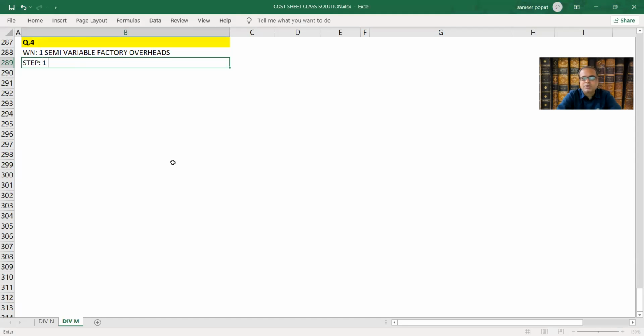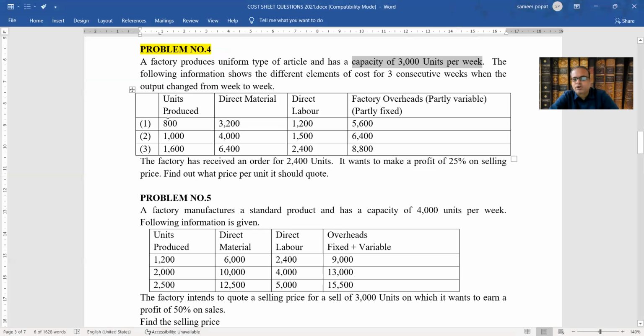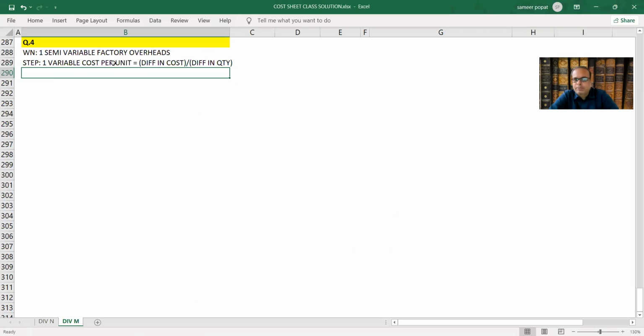First, we'll find variable cost per unit. That would be difference in cost divided by difference in quantity. Now, for this comparison, we require only two different cost and two different quantities. Here, you are given three different cost and three different quantity. So let us first consider 800 and 1000. If we compare 800 and 1000, what is the per unit variable cost? Let us find that first.